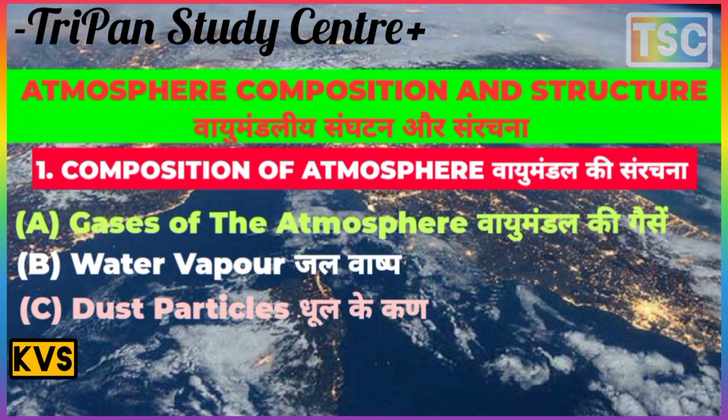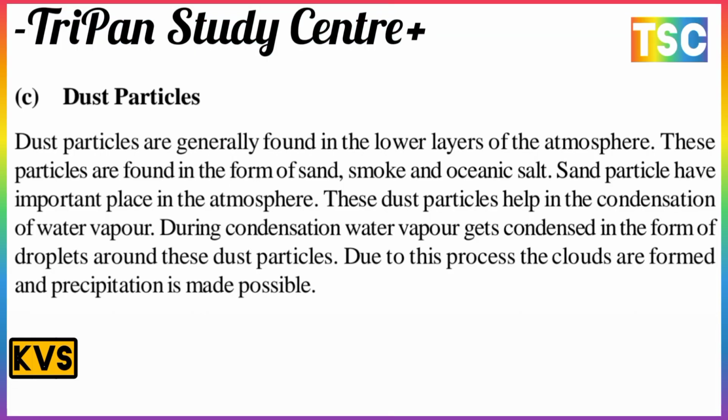And next, the dust particles. Dust particles are generally found in the lower layer of the atmosphere, and these particles are found in the form of sand, smoke, and oceanic salt. Dust particles have an important place in the atmosphere, and they help in the condensation of water vapor.